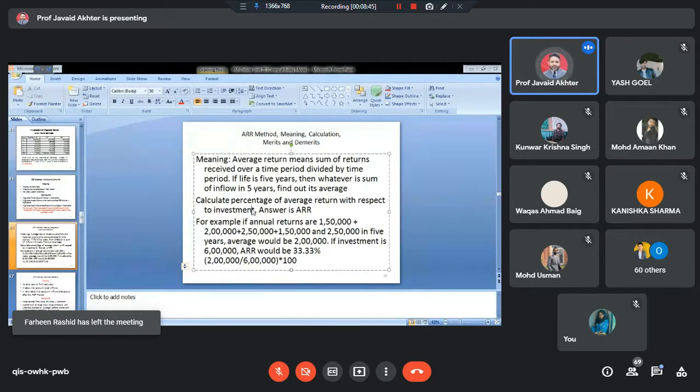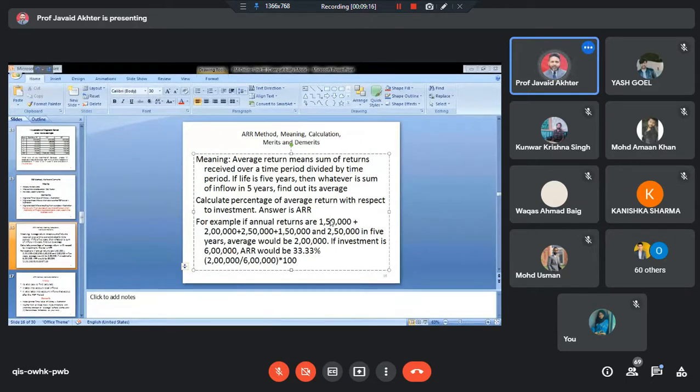For example, if the annual returns from a project are 1,50,000, 2 lakh, 250, 150, 250 in 5 years, the average would be 2 lakh. You add all these figures which are appearing on your screen, divide by 5, and your answer should be 2 lakh. If the investment, or outflow, is 6 lakh, naturally the percentage of 2 with respect to 6 will be 33.33%. So it's fairly simple.